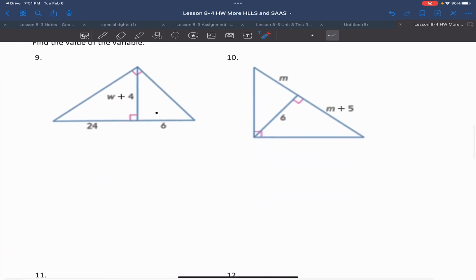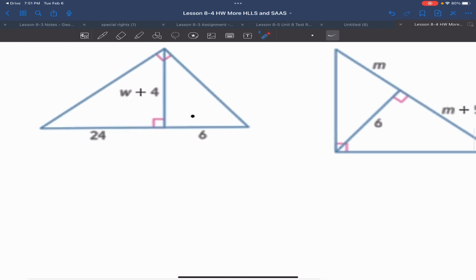Okay. So number 9 is weird. So I'm just going to label this. We can see that this is segment 1. I hope, from all the labeling that we've done, you can recognize that part is segment 1, and then this is segment 2, and then this is the altitude. So I'm really using SAAS for this problem.